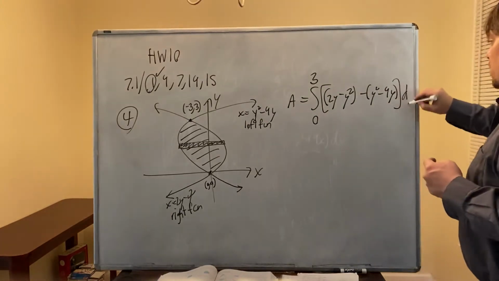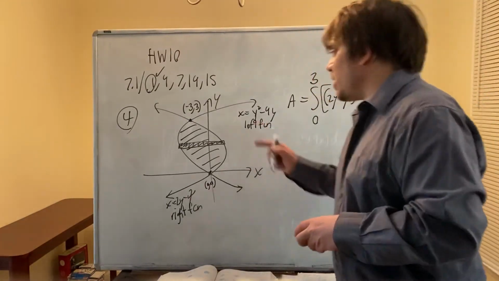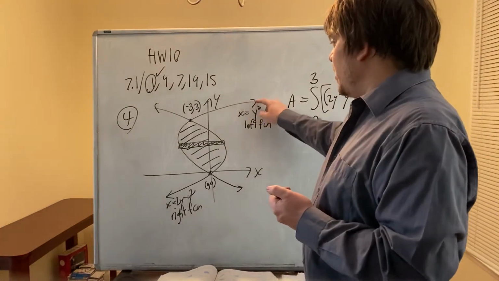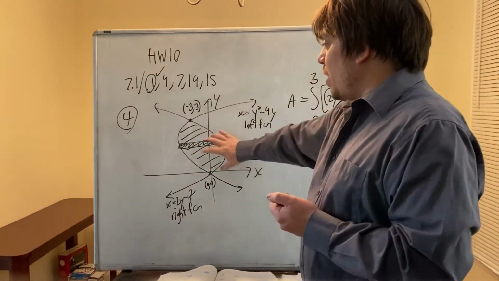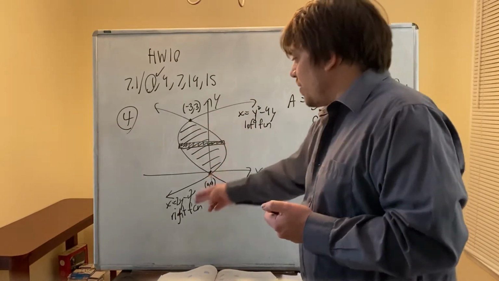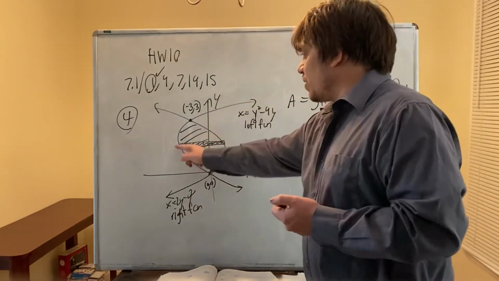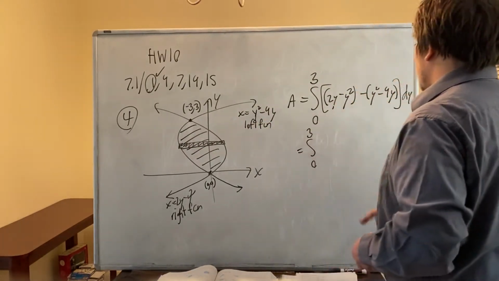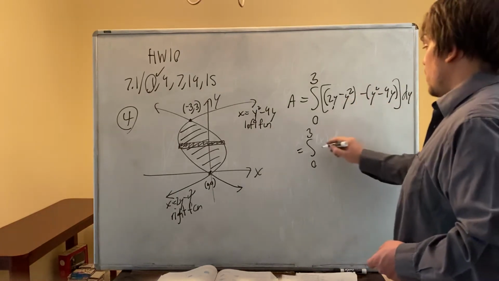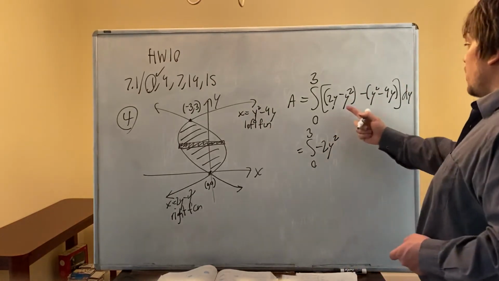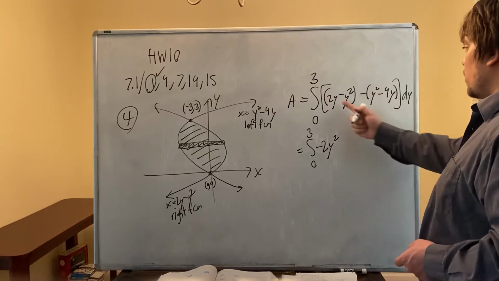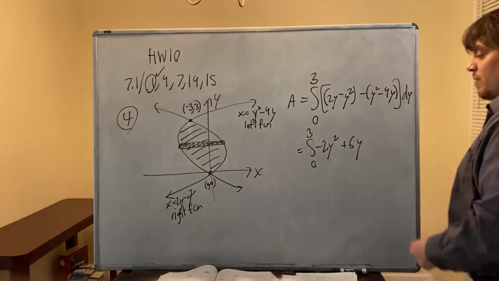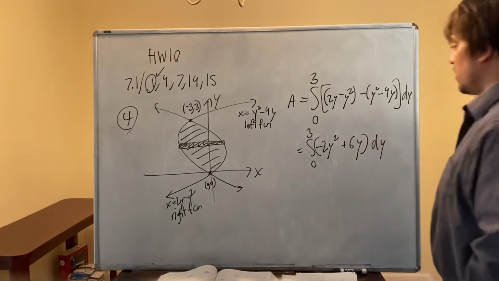Okay, so a good thing to do is to label what the right function and the left function is. That way you don't get confused, right? You might think this is the right function because this is further to the right, but where you're integrating, this is the right function, and this is the left function. Okay, so you integrate from 0 to 3 of this minus that. So you get negative y squared minus y squared is negative 2y squared, and then you get 2y minus negative 4y, which is 2y plus 4y, which is plus 6y. So if you combine like terms, you get negative 2y squared plus 6y.